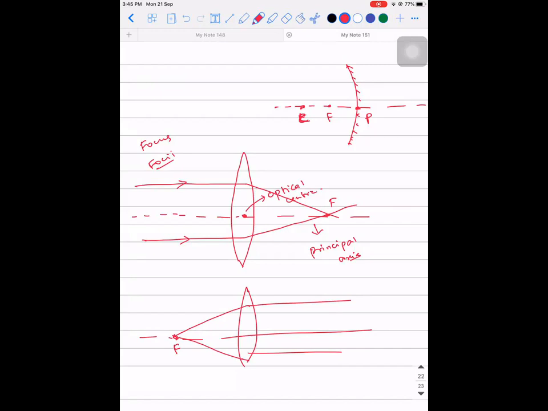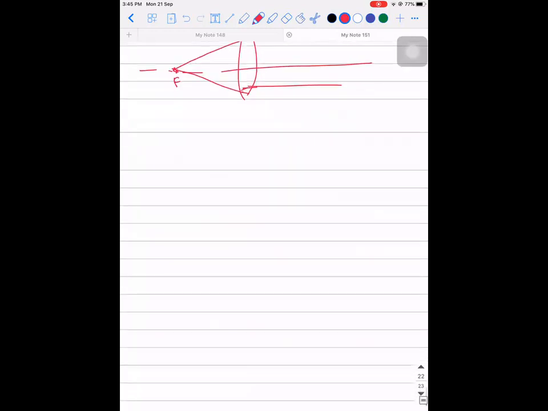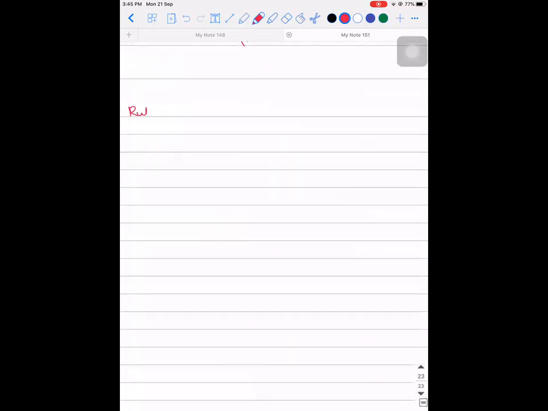Now listen. So these are all the terms that are related to spherical lens. Now I want you people to tell me what are the rules to follow to draw ray diagrams for lenses. So what is the first?